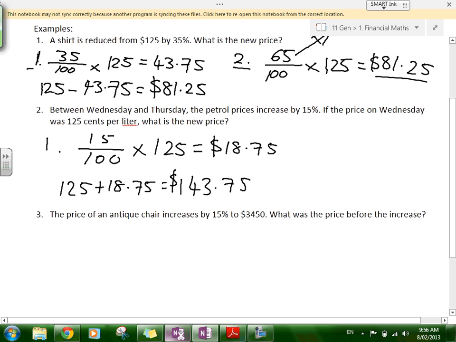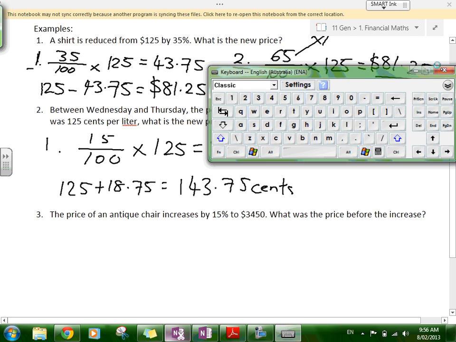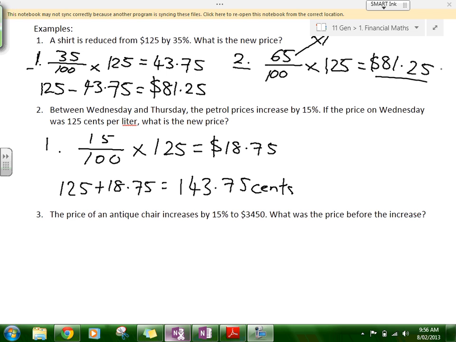Alright, not dollars, sorry, cents. Yeah, or to one decimal place, because sometimes petrol prices are to one decimal place. But either way, it's fine. We can just do it to one decimal place or the nearest cent.